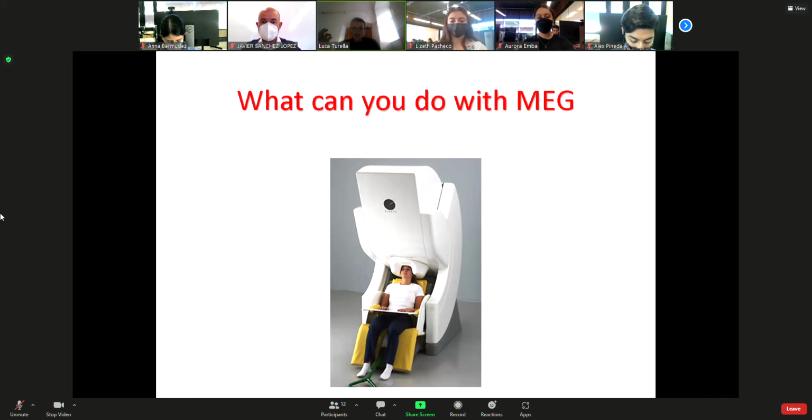As I already anticipated, it's very important that you know how MEG works in order to optimize the things that you can and cannot do with MEG in terms of the type of studies that you can conduct, but also in terms of how you can treat and analyze the signal in order to answer the question that you want to answer. Okay.